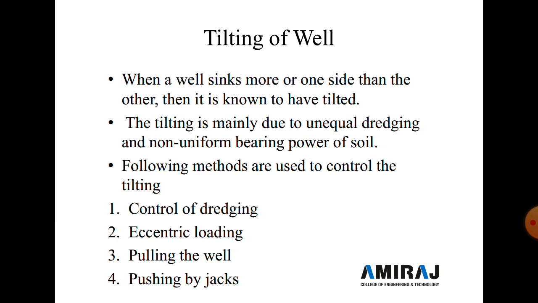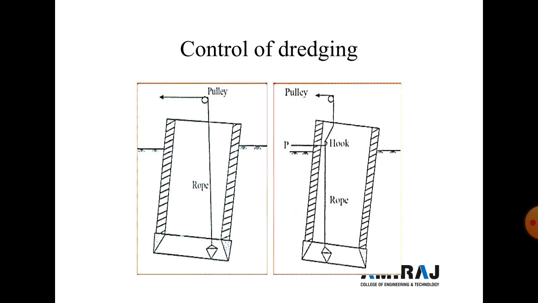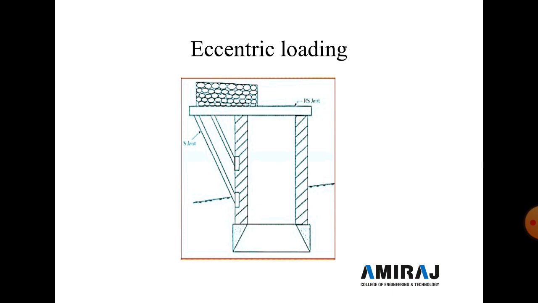So we pull. See this figure, we pull by rope and fix the caisson in an exactly vertical position. Next is eccentric loading. If the caisson is tilting to one side or inserted more on one side, then on the other side we put a load so that it is inserted exactly vertically in the ground.